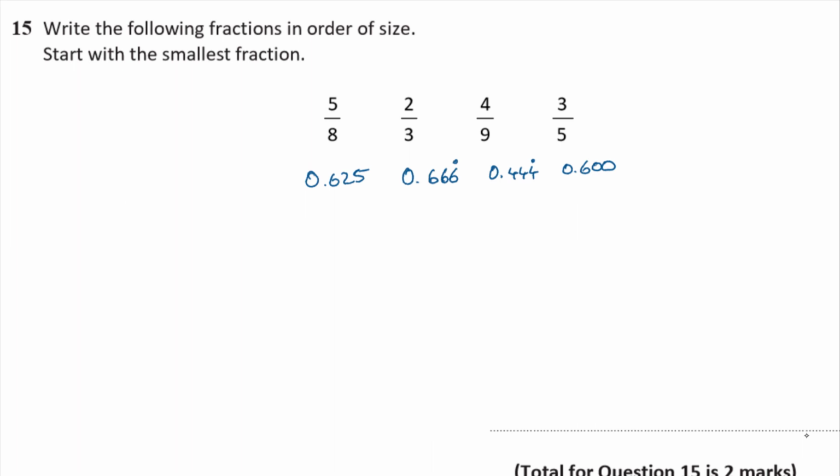I hope you can see that the smallest one is going to be this one here, because that starts with a 0.4. Okay, so that's the first one. That is the smallest. I'm going to start with 4/9. Now all the others start with 0.6, 0.6, 0.6. So let's have a look at the next digit along. That's got a 0, that's got a 6, that's got a 2. So the smallest one then is going to be that 3/5. 3/5 is next. Okay, then the next biggest one is going to be the one with a 2 there. So that's 5/8. 5/8 is next.